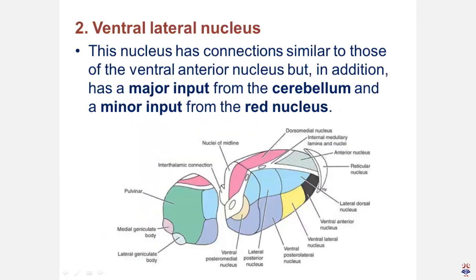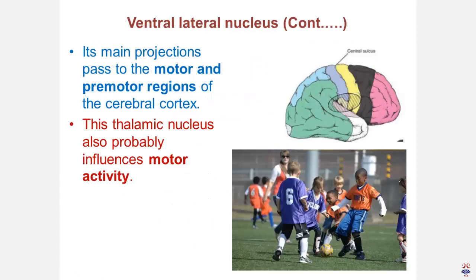Now we see the ventral lateral nucleus. This is the yellow color, ventral lateral nucleus of the thalamus. This nucleus has connections similar to those of the ventral anterior nucleus, but in addition it has major input from the cerebellum and a minor input from the red nucleus. Its main projections pass to the motor and premotor regions of the cerebral cortex. This is the motor region, this is premotor. And this thalamic nucleus also probably influences motor activity.